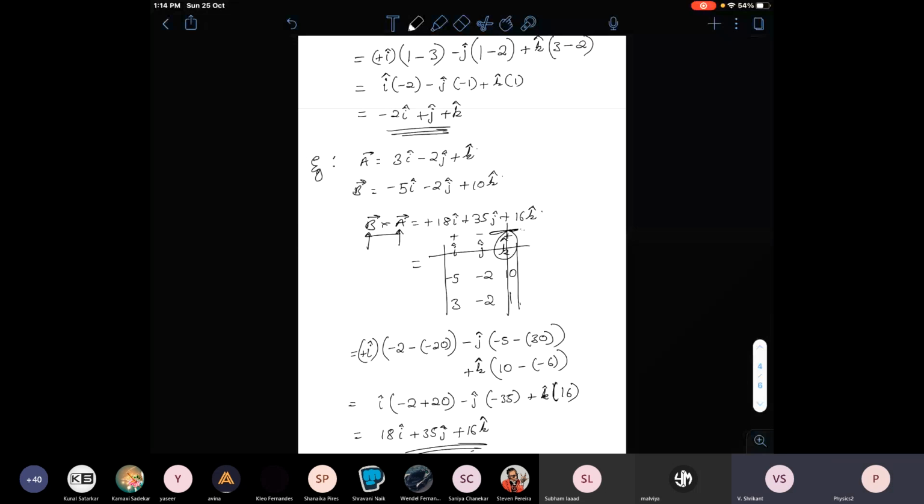Okay. So you need to do this practice on these questions. So this is how we can calculate cross product and dot products. Hope everybody got this. Any doubts in this?